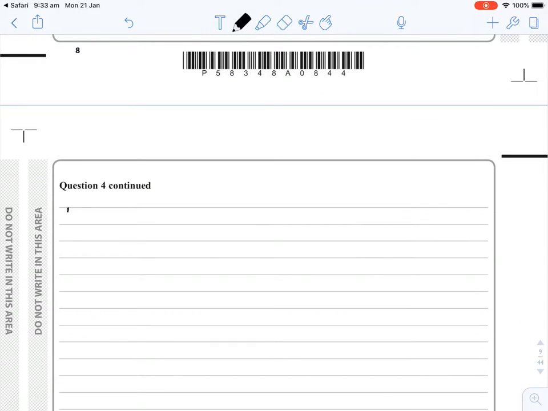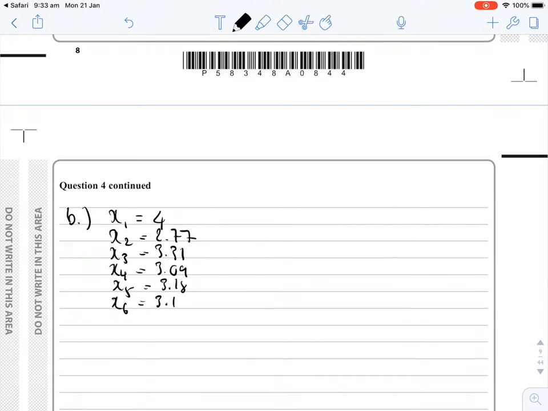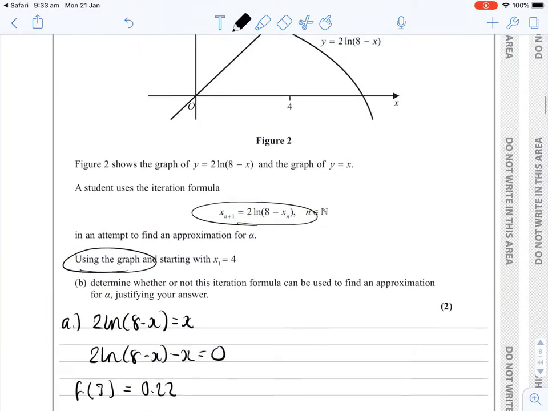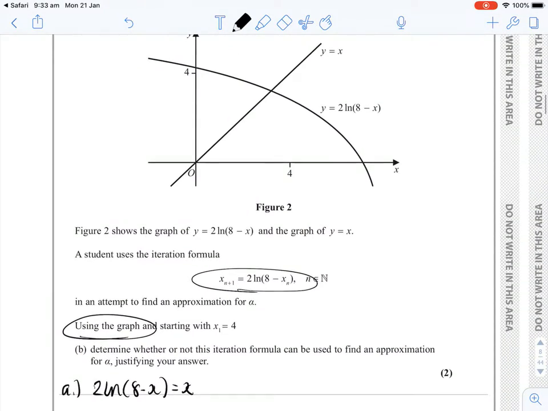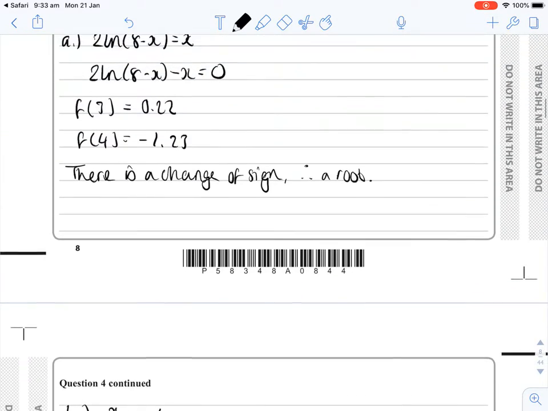So for part B, if we look at our values for x1 is 4, and then by plugging this into the calculator, we get x2 is 2.77, x3 is 3.31, x4 is 3.09, x5 is 3.18, x6 is 3.14.